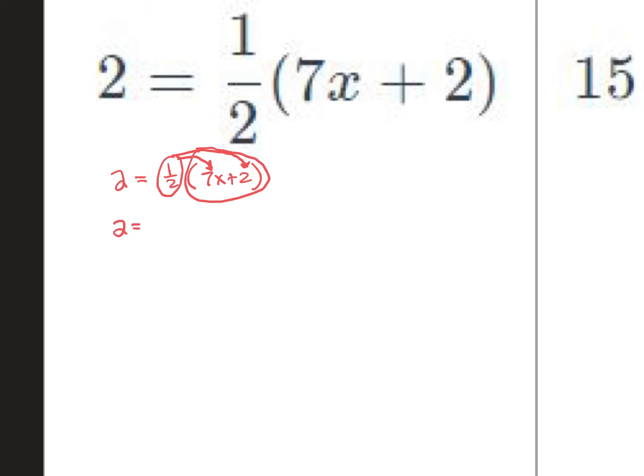2 equals 1/2 times the first one, 7x, and then plus 1/2 times the second one, which is 2. And remember there's imaginary ones beneath those when we do multiplication. 1 times 7x is just 7x divided by 2, plus, and this one equals 2 divided by 2. 1 times 2 is 2, 2 times 1 is 2, plus 1.